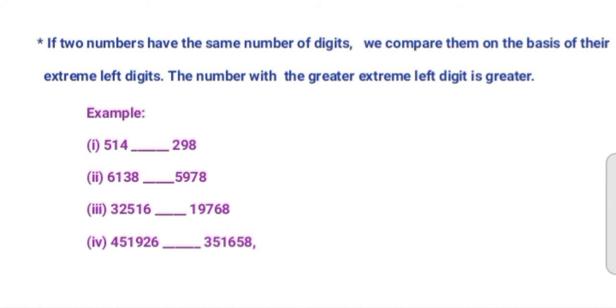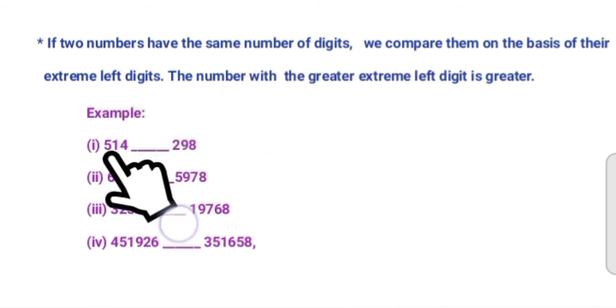Now let us see one more example. We have two numbers. We need to compare this. So first rule, we have to apply the first rule. Count the number of digits. This is also a 3-digit number, 3-digit number. So definitely the first rule is not applicable here. So we can go to the next rule, second rule. If two numbers have the same digits, we compare them on the basis of their extreme left.